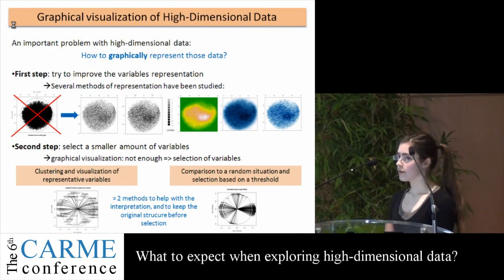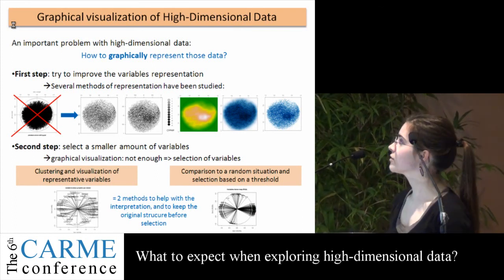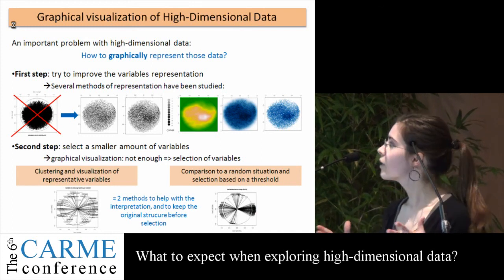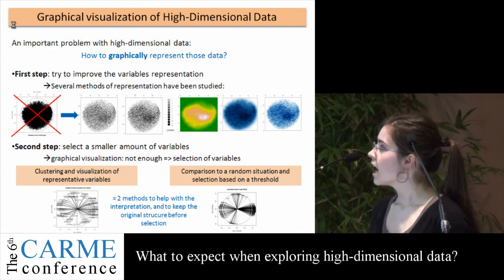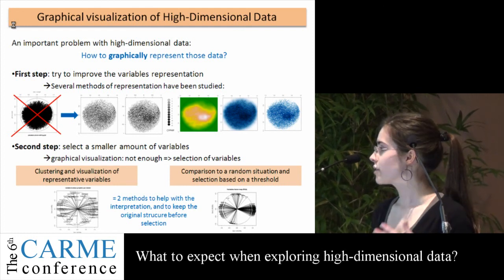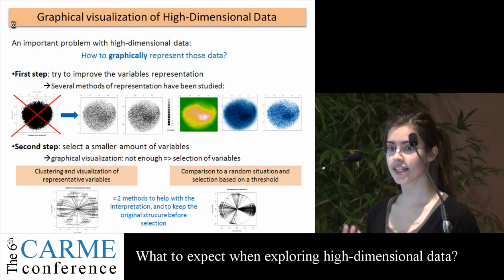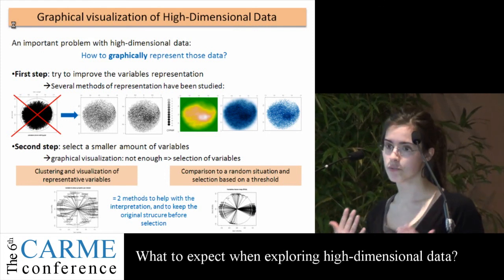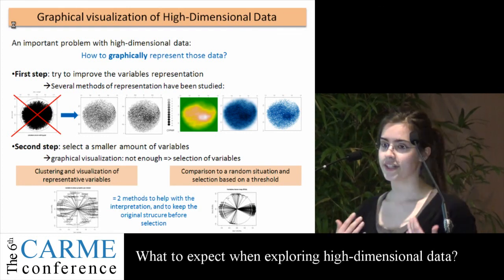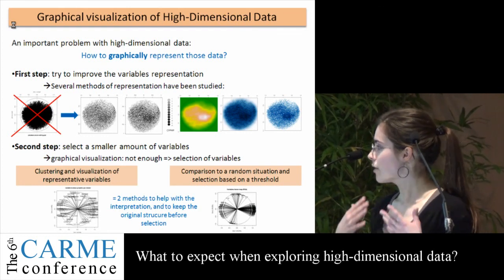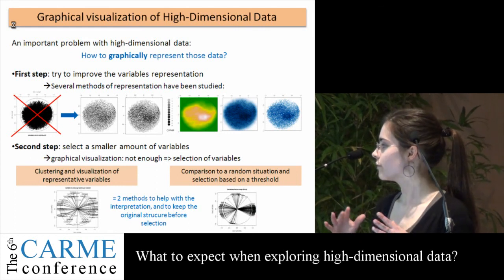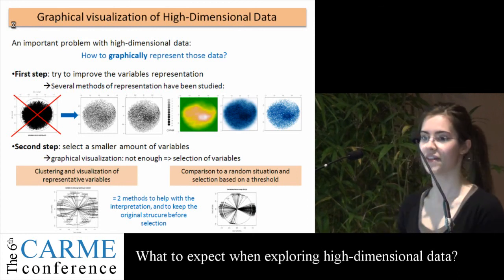Now, the second problem is how to graphically visualize those high-dimensional data. The first step is to improve the variables representation, and the second step is to select a smaller number of variables, because the graphical visualization is not enough to make interpretation possible for this high number of variables. We selected two methods, and both of them aim to keep the original structure of the dataset before selection. Thank you.